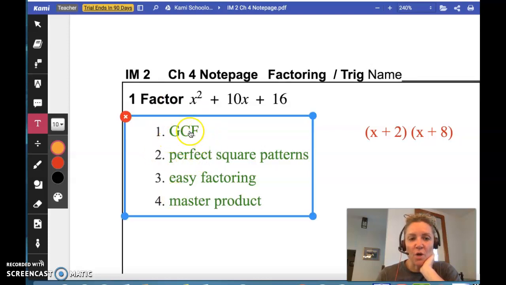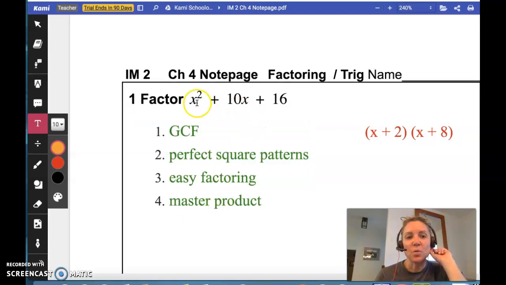tools to help you. So always look for a GCF. GCF stands for greatest common factor. And then you're going to look for perfect square patterns. And then if it doesn't fit the pattern, then you're going to try some easy factoring. And then beyond that, you're going to go to something called master product. So for number 1, we have x squared plus 10x plus 16.